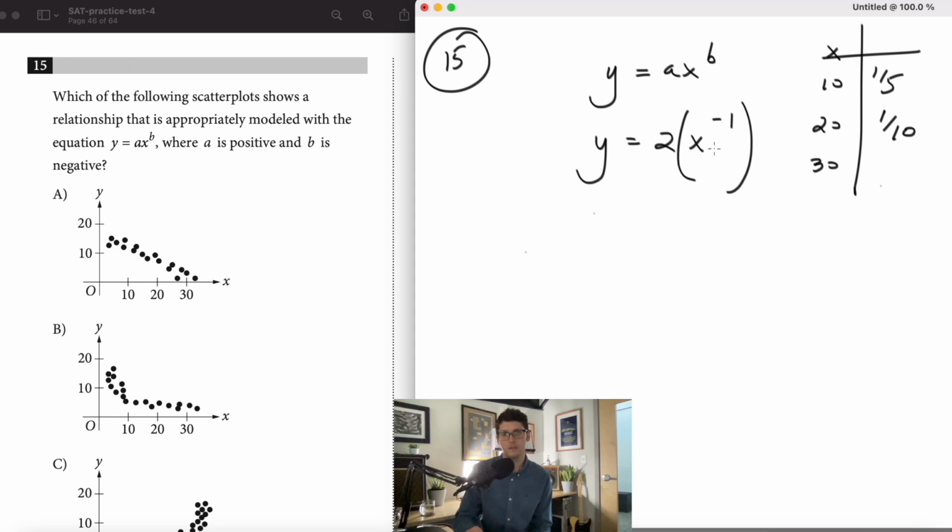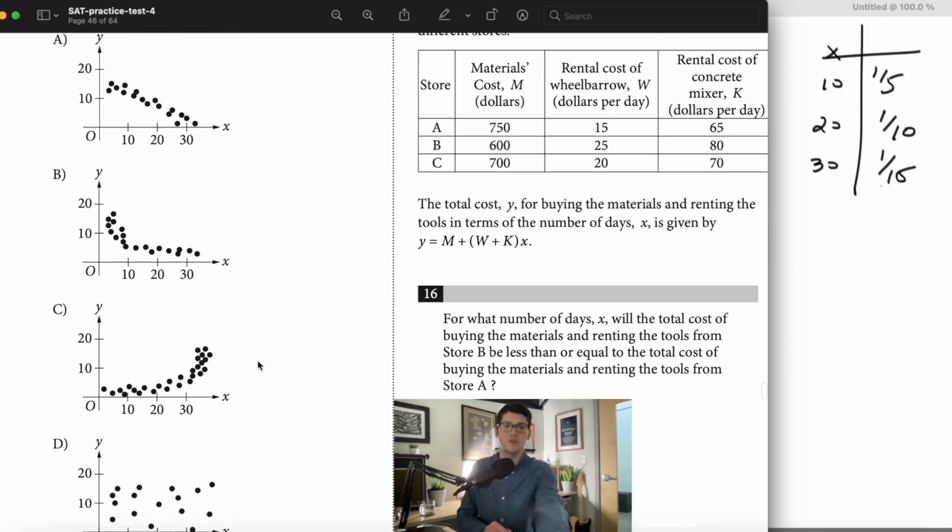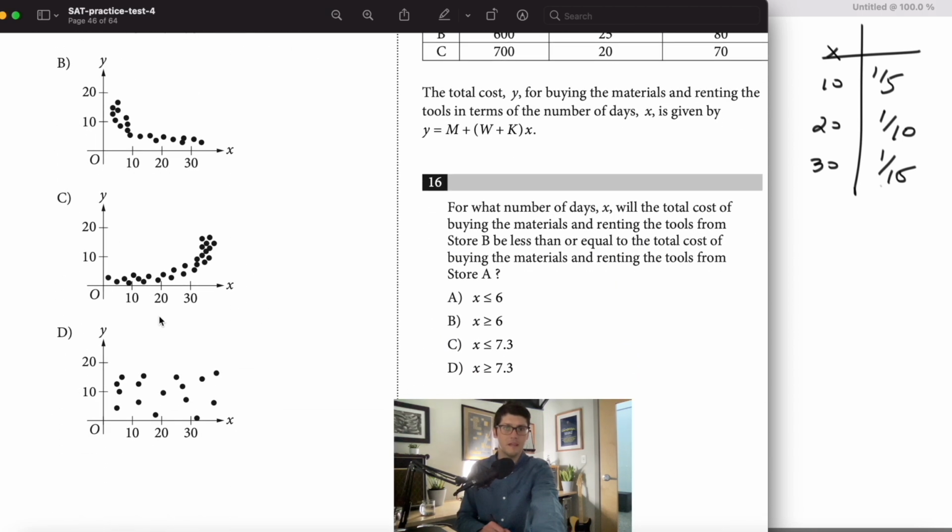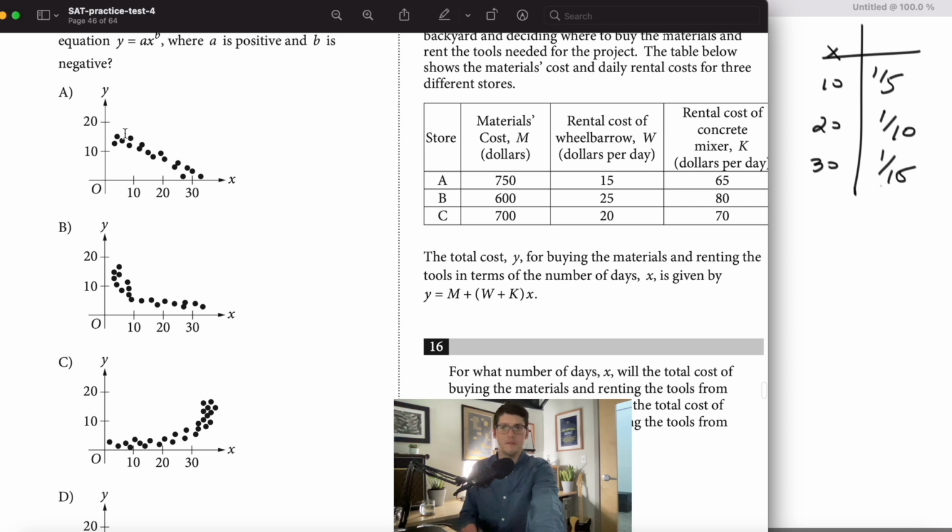Well, when X is 30, again, X to the negative 1 just means 1 over X, otherwise known as 1 over 30 in this case. 2 times 1 over 30 is 1/15. So what we see is our values are getting smaller as we go this way. So we can get rid of answer choice C and D based on that. And we can see that it's probably not a straight line down.